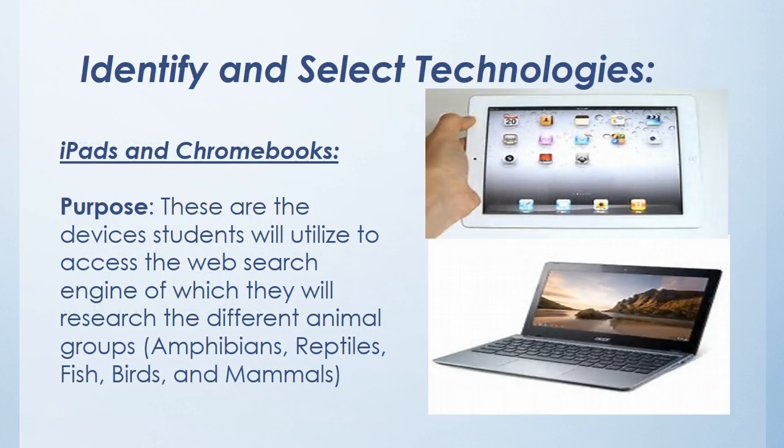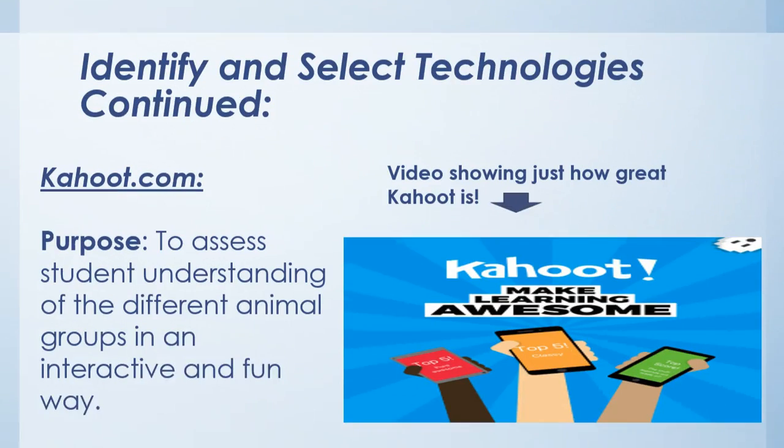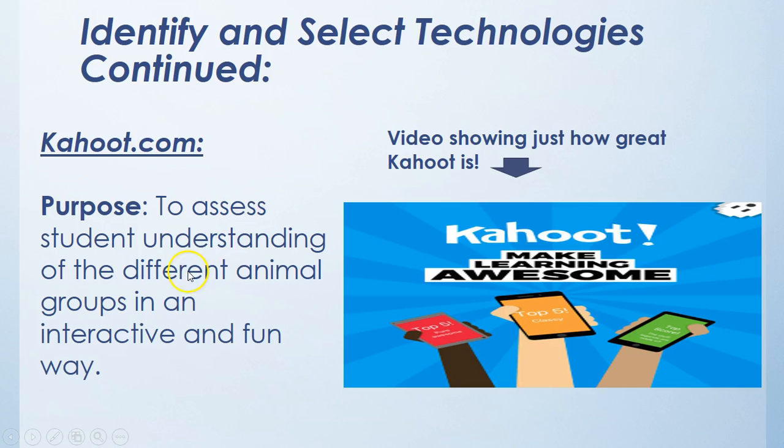We also use iPads and Chromebooks. These are the devices students will utilize to access the web search engine, which they will use to research the different animal groups. We use Lightbox books. Students will utilize these digital books to learn information about the different animal groups. We also use Kahoot.com to assess student understanding of the different animal groups in an interactive and fun way.